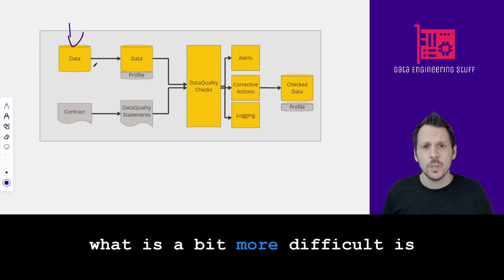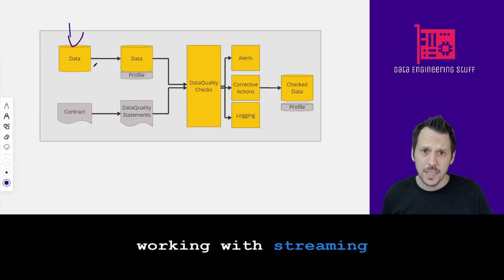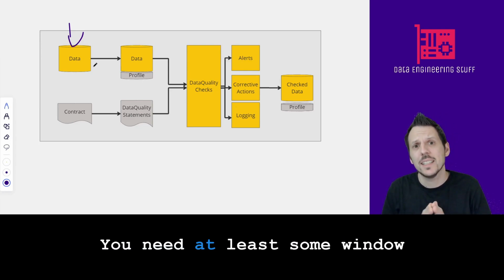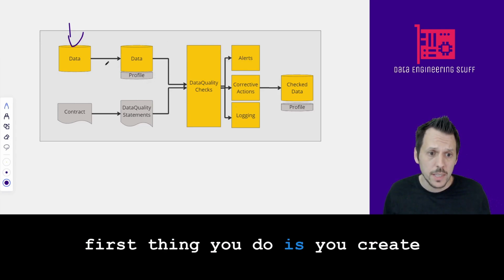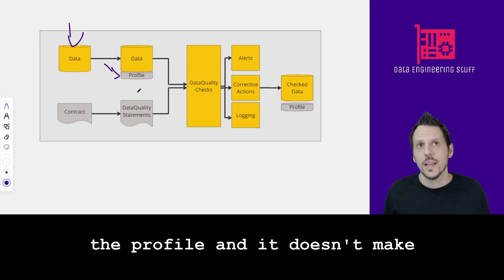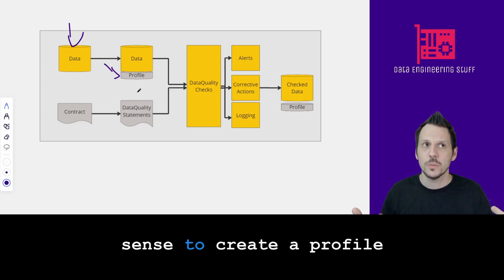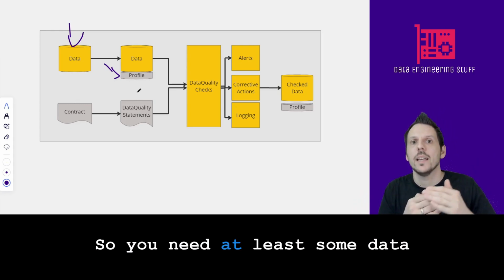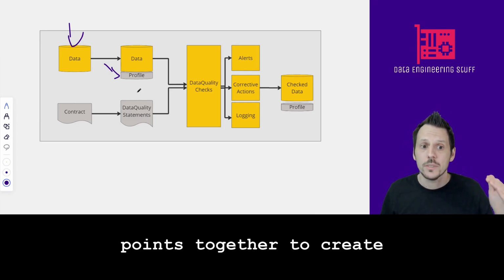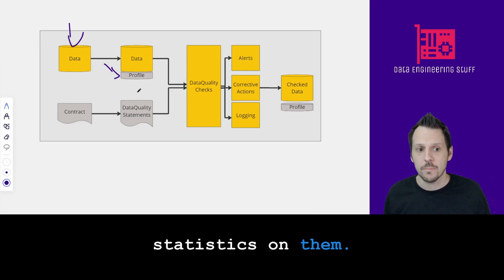What is a bit more difficult is working with streaming data. Then you need at least some window you're working on, because the first thing you do is you create the profile. And it doesn't make sense to create a profile on a single data point. So you need at least some data points together to create statistics on them.